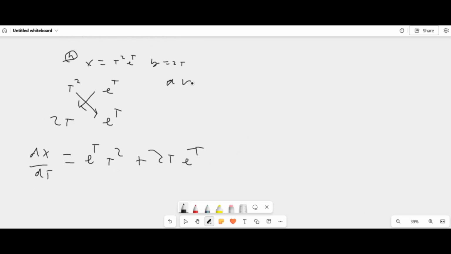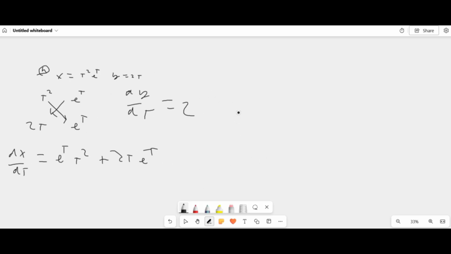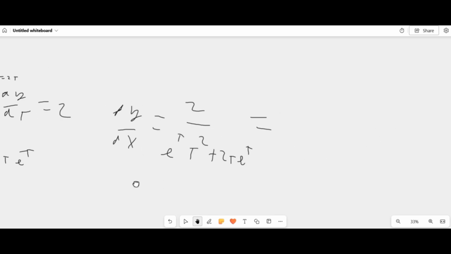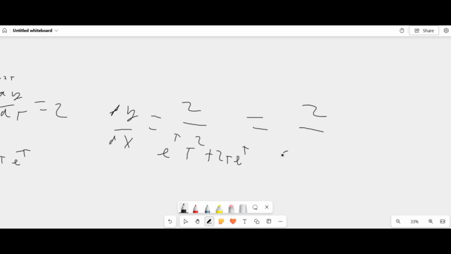And then y differentiated, so dy over dt is just going to be 2. So therefore dy over dx is going to be 2 over e to the power t times t squared plus 2t e^t, which I can take e^t out of the bottom to make it a little bit nicer looking. So that's going to be t squared plus 2t, times e^t.